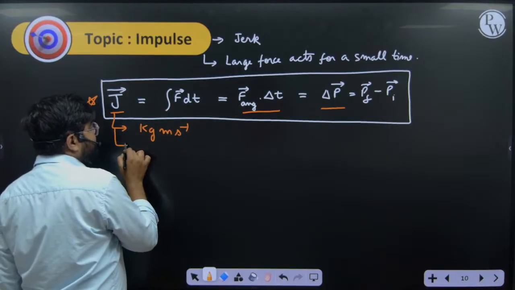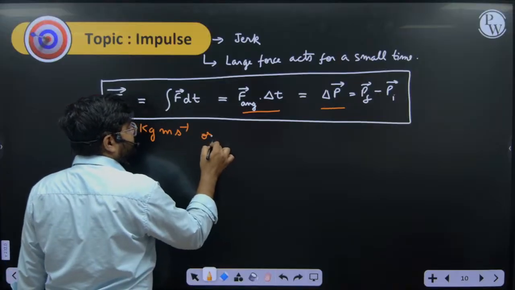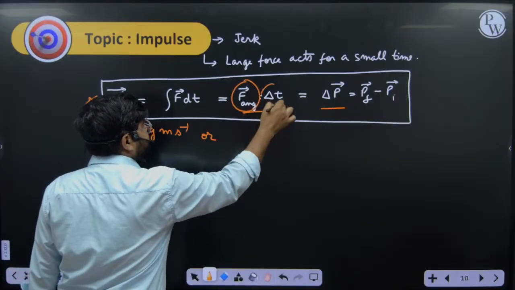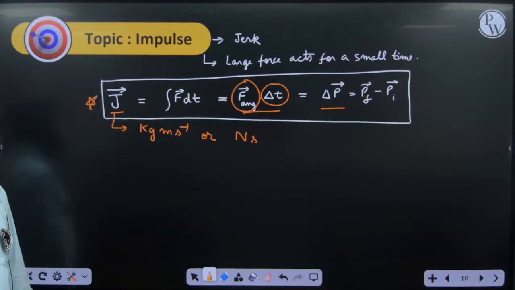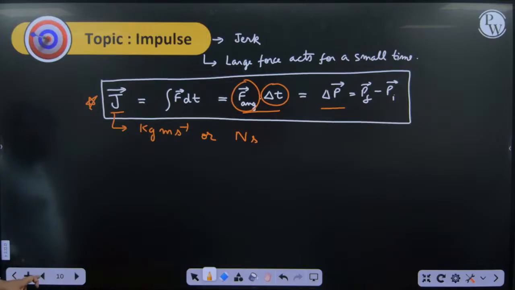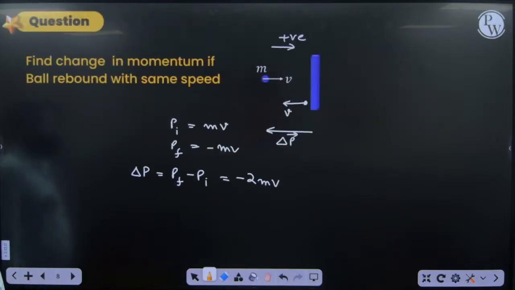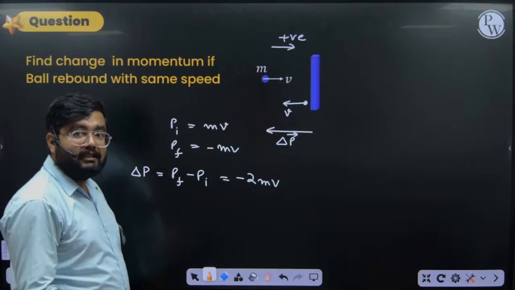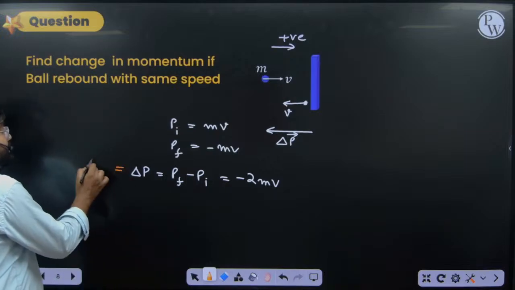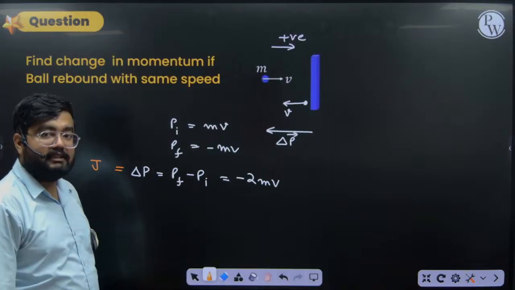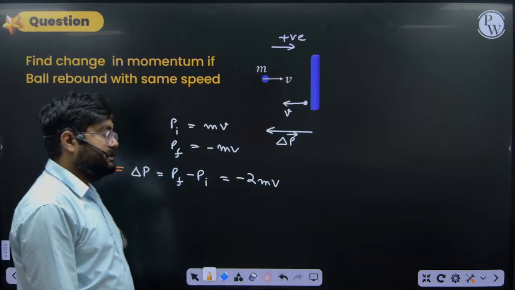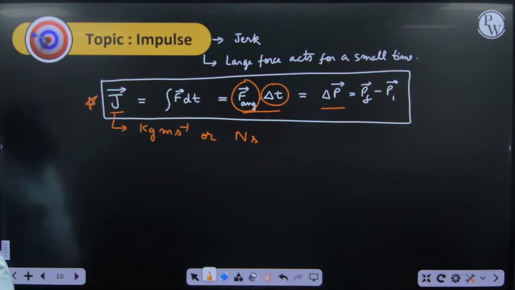Another way of writing its unit is force into time, so we can also write it as Newton into second. Now if you remember, in the previous question they had asked us the change in momentum. If they had asked us impulse, this is the answer for impulse as well, because impulse is nothing but the change in momentum. I hope this is clear.